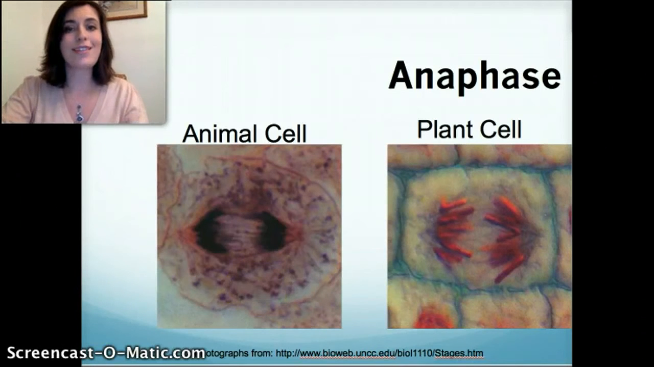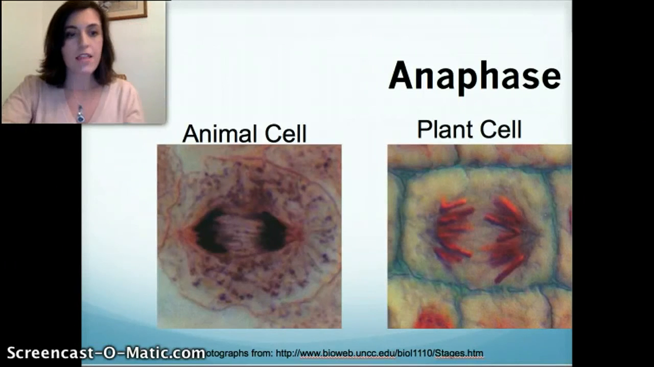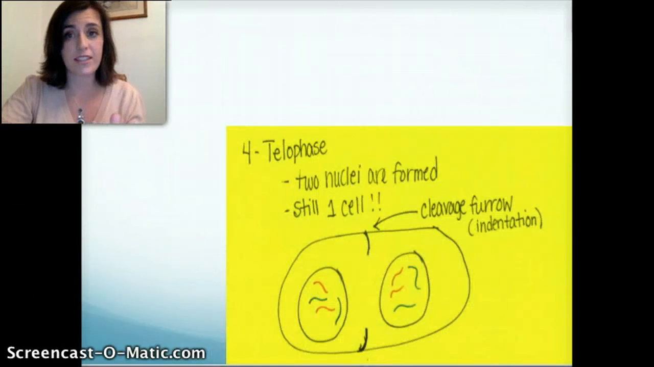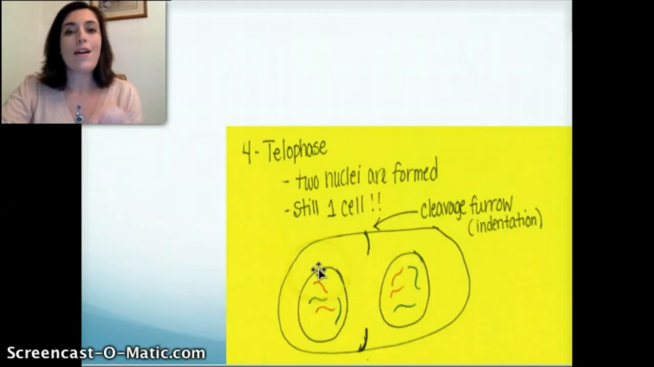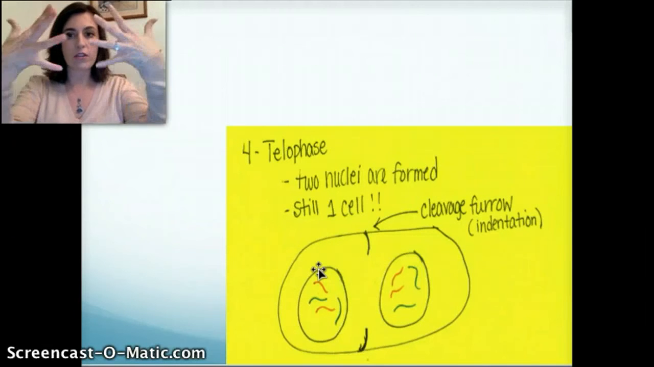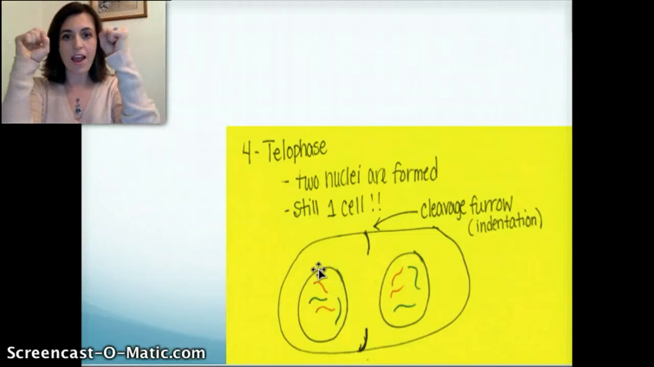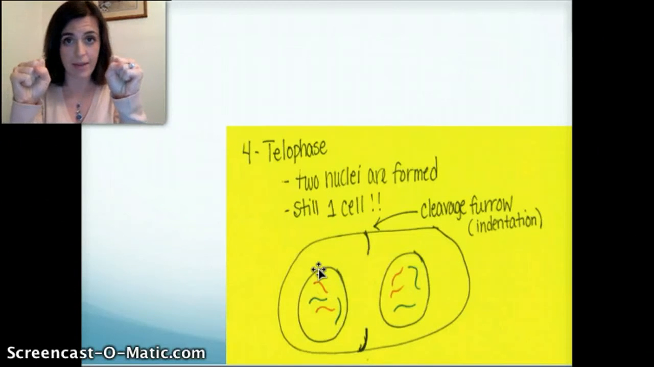Now we're going to condense those chromosomes back down into their two nuclei. This is where you're going to get to your fourth stage, your telophase. This is where you see one whole entire cell, but you have two nuclei. Those chromosomes have been pulled apart and condensed down into two nuclei. They are still one cell because you have not split your cytoplasm yet. You have only split your nucleus.